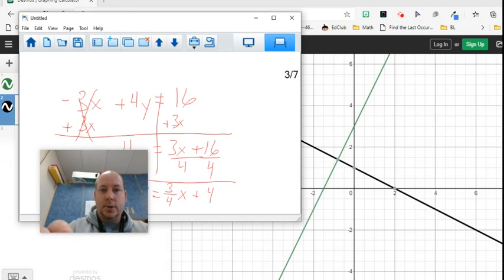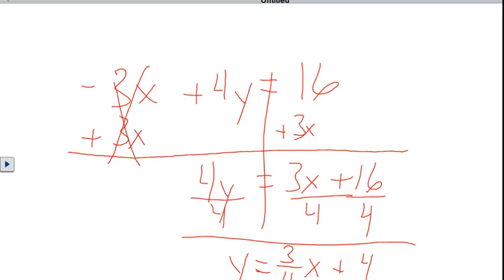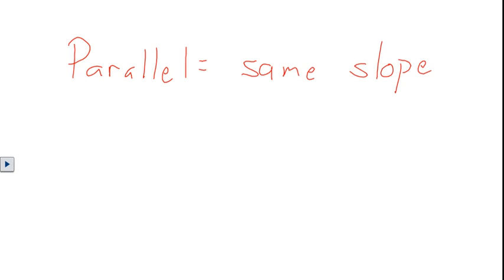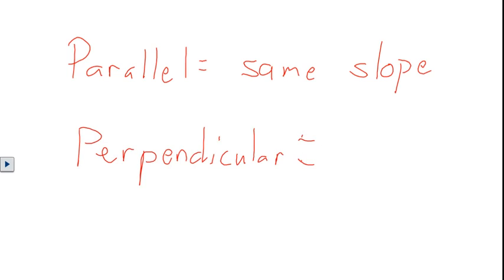So let's just kind of summarize that here. All right. So parallel, same slope. You can have a different y-intercept. Okay, if it's the same y-intercept, it'd be just a line on top of each other. Okay, so parallel is the same slope. Perpendicular is going to be the opposite reciprocal.